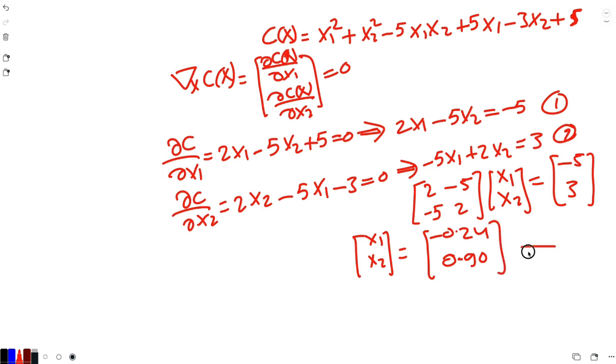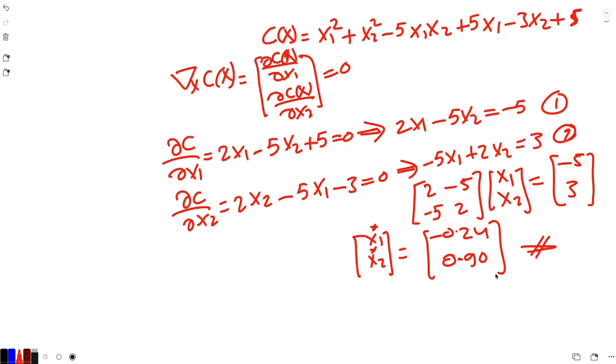I can put a star here, which means that those are the critical point of this cost function. It should be either a maximum point, a minimum point or a saddle point. How could you know what this critical point represents? Simply we can do that by computing the Hessian matrix.